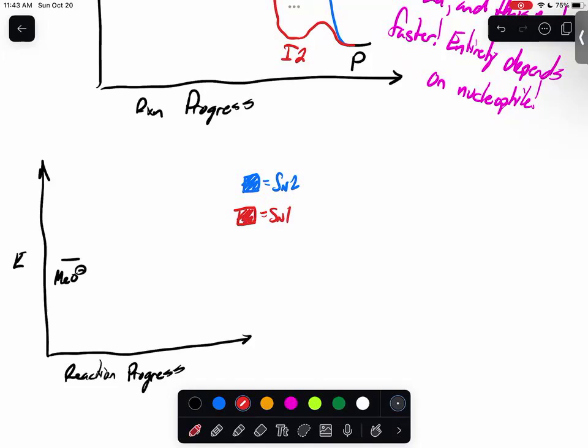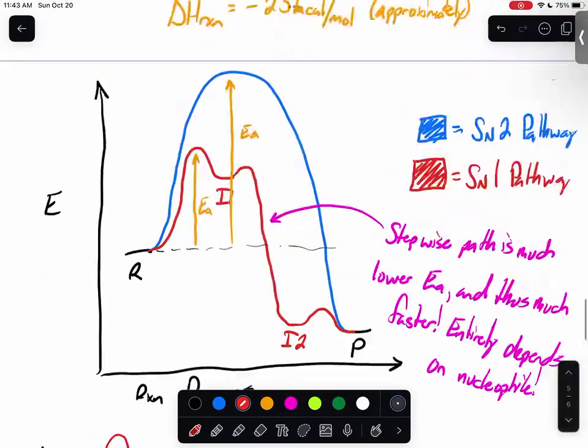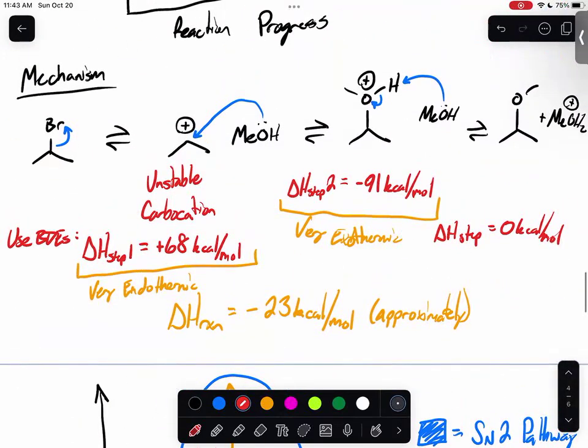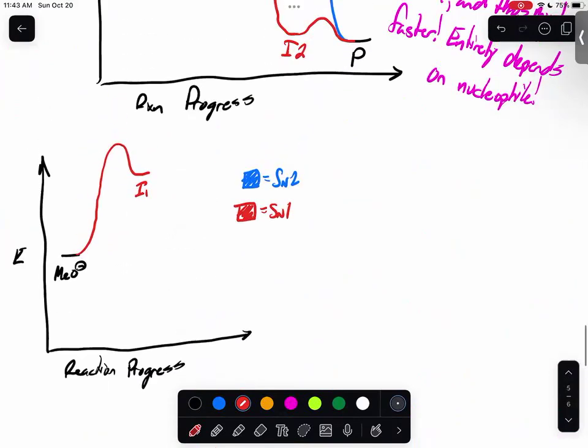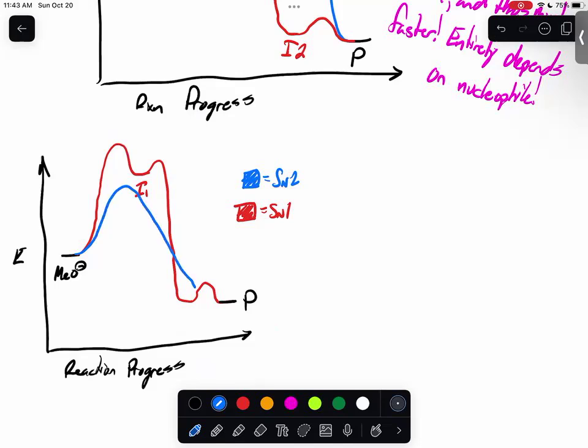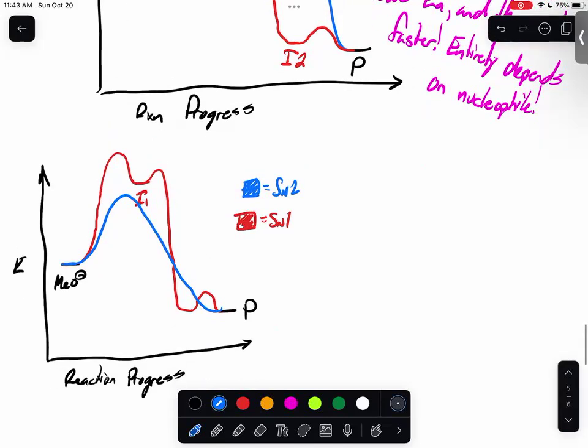SN1 still requires us to go up to that first intermediate, which is always going to be that same plus 68 kcals per mole, right? Because it's always going to be that leaving group leaving. And then from there, it's going to drop down. We're going to end up in a position where, of course, our products are the same energy as the SN2 pathway. But for methoxide, we now have a much lower activation energy for the SN2 pathway because this is already a higher energy value in general.